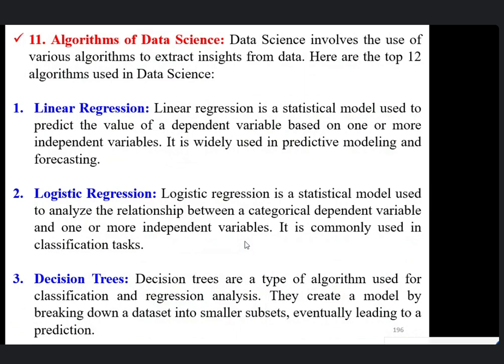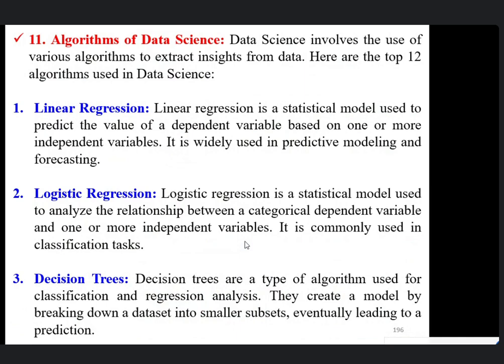Then logistic regression, which is also a data mining and regression technique. It is a statistical model used to analyze the relationship between a categorical dependent variable and one or more independent variables. It is commonly used in classification tasks. Decision tree is one of the classification algorithms. It is used for data analysis. It creates a model by breaking down a data set into smaller subsets, like root node and child nodes, eventually leading to a prediction.